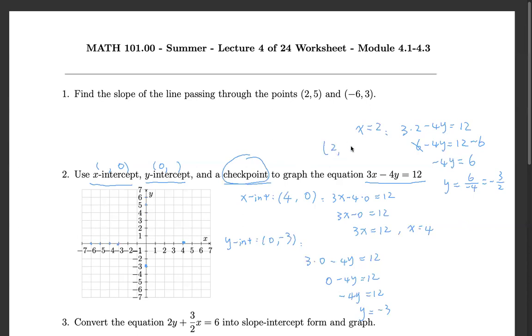So we get (2, -1.5). So x value is 2, y value is -1.5, is here. Now we can graph. So this is the graph of this equation.